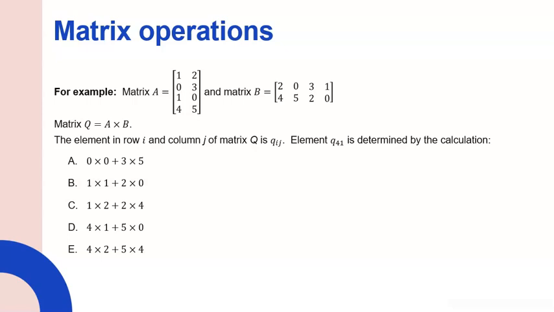So here we're given matrix A, which we can see is that 4 by 2 matrix. Matrix B is a 2 by 4 matrix. And they're telling us that matrix Q equals A times B. The element in row I, column J of matrix Q is given as Qij. So there's that same notation that we've seen before, and they use it quite a lot. The element Q41 is determined by what calculation?